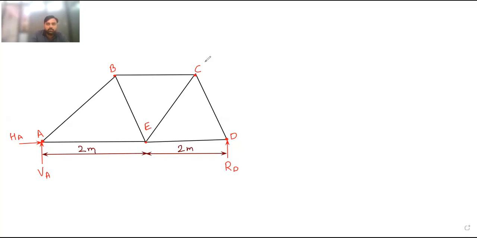Loading is also given. So I will apply the load here on joints B, E, and C. At this point, a load of 40 kilonewton is acting. Here at this point, a load of 50 kilonewton is acting, and at this point E, a load of 60 kilonewton is acting.